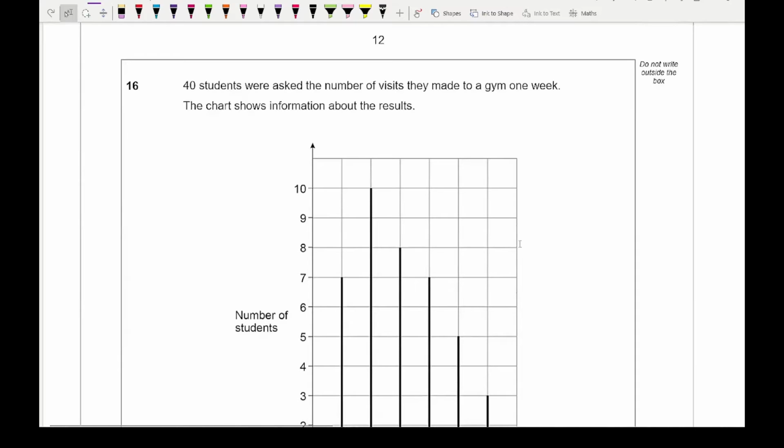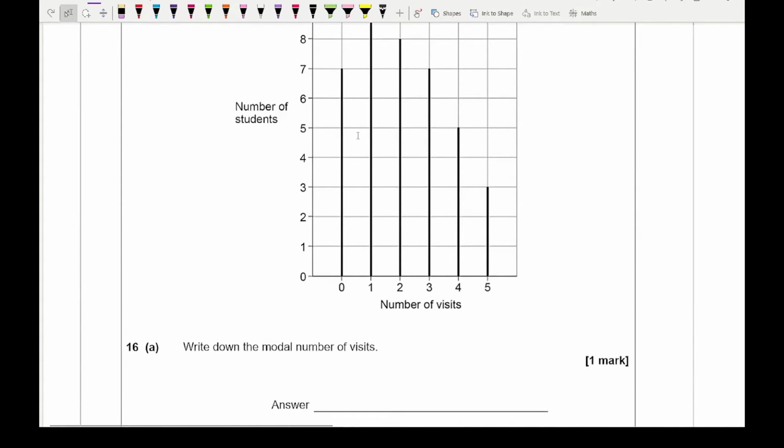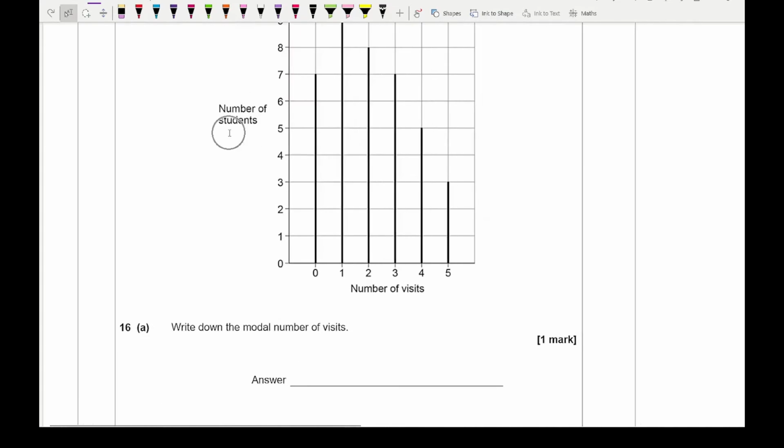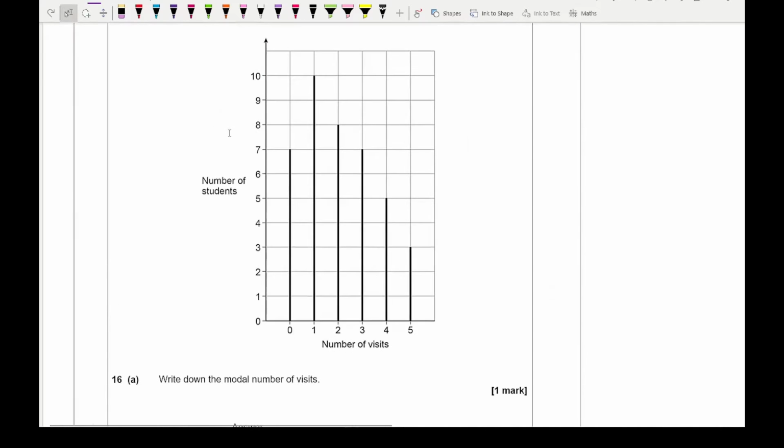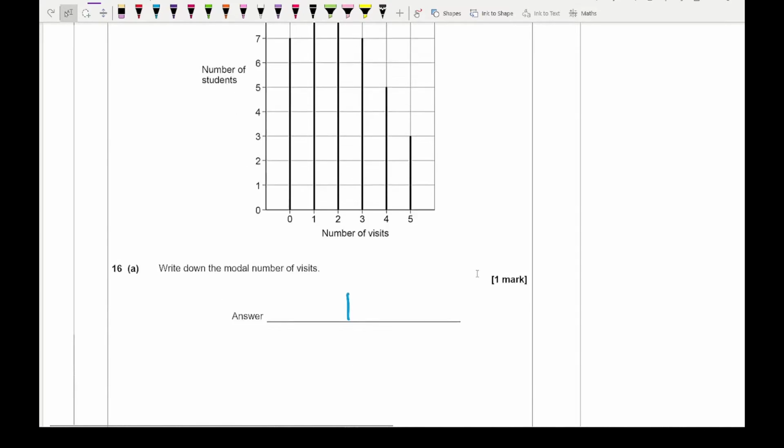Moving on to question 16, it says 40 students were asked the number of visits they made to a gym in 1 week. The chart shows information about the results. And the first question is asking, write down the modal number of visits. So here we're looking for which is the most popular number of visits. And as you can see, 1 has the largest, the tallest bar, I should say. So there is our answer.